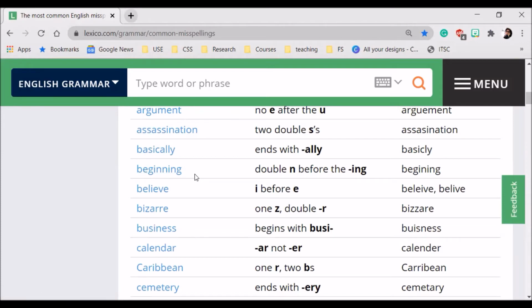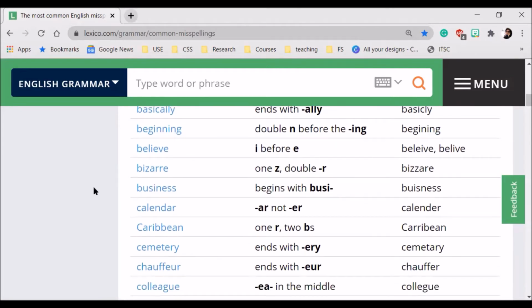Then beginning. Again you have to remember that there is a double N here. Many people would write one N and then ing at the end. So this is the correct way. Begin is a separate word and we cannot directly combine ing with it. We have to give another N here and then we can add ing.